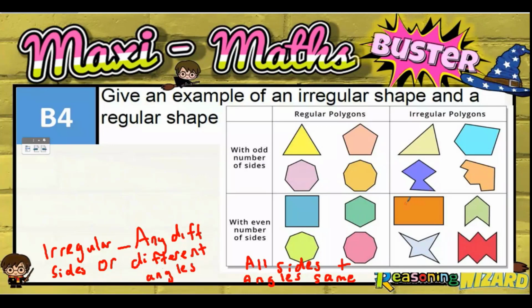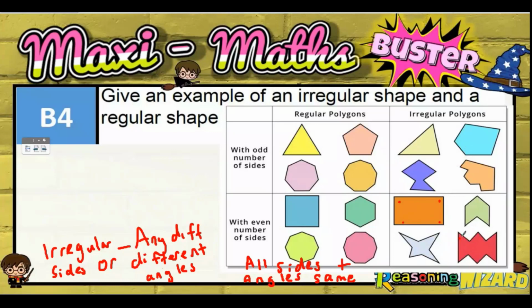So for example, in a rectangle down here, all the angles are the same, but the sides aren't. So there are different sides. There are two short sides, two long sides, which means they're not all the same. So that's why a rectangle is irregular.